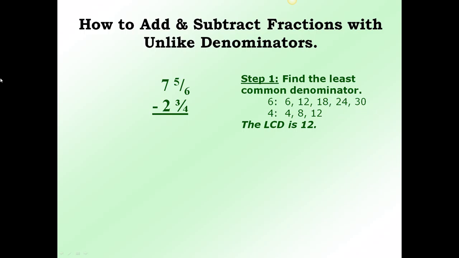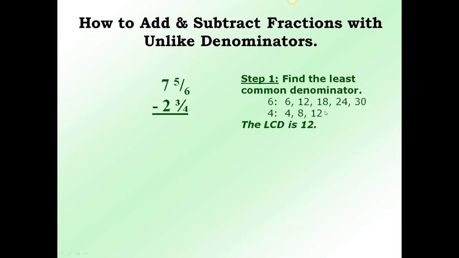And I go, oh, I'm so sick of writing 6s, so I'm going to start with my 4s. 4 times 1 is 4, 4 times 2 is 8, 4 times 3 is 12. And I go, stop! There's a match! When you find a match, you stop. That will be the LCD, which is the least common denominator. That is the lowest number 6 and 4 have in common when you start multiplying. That's how we'll make equivalent fractions.